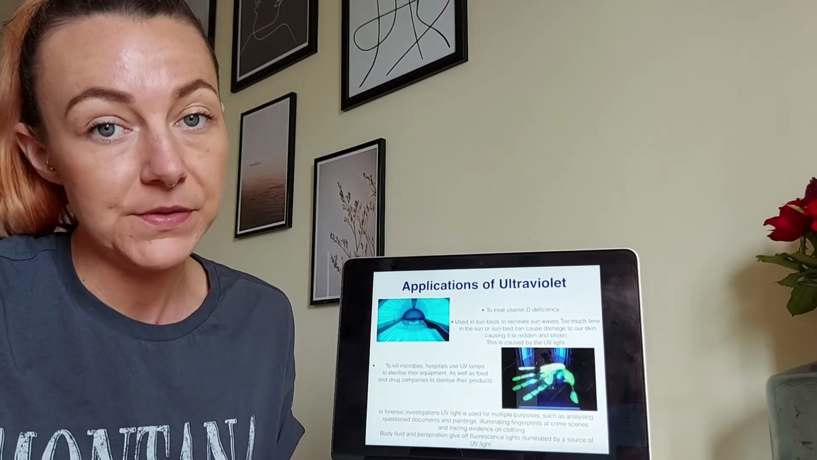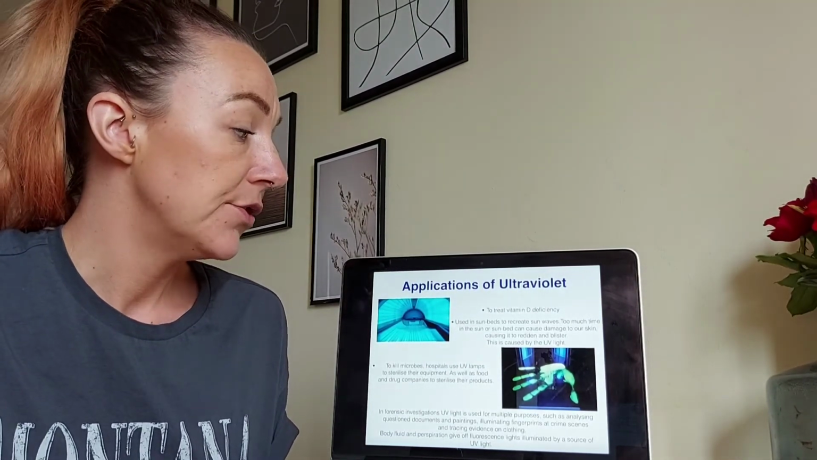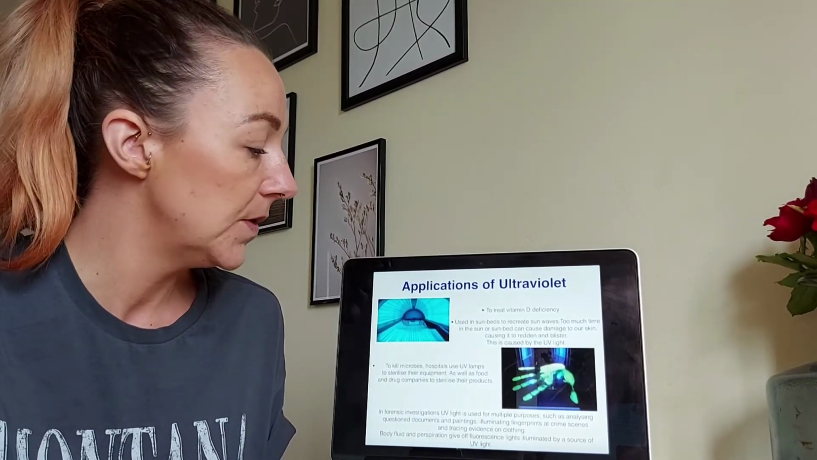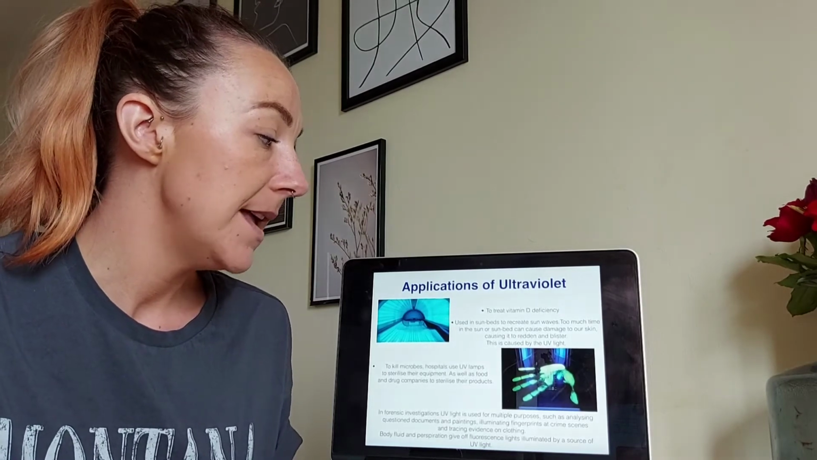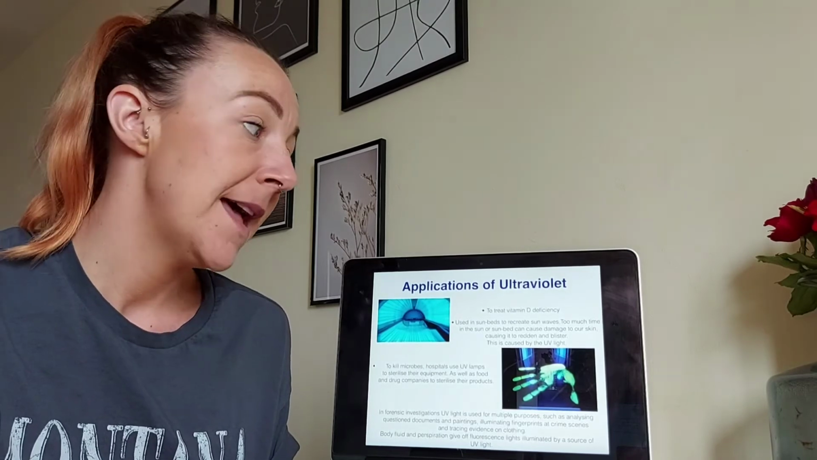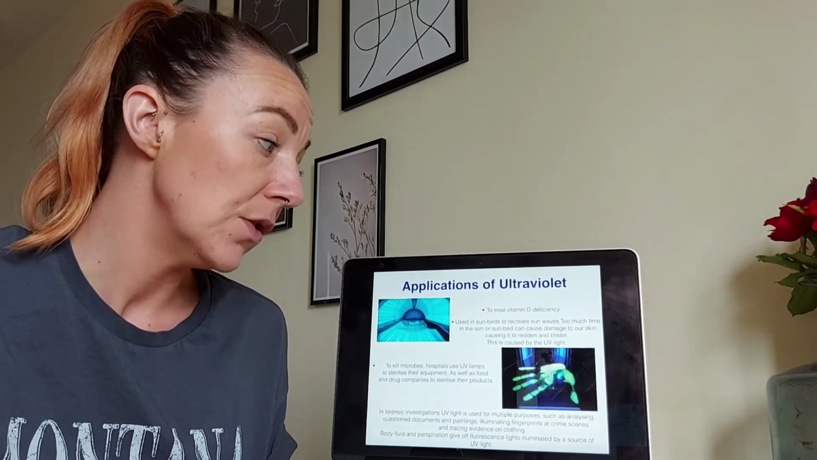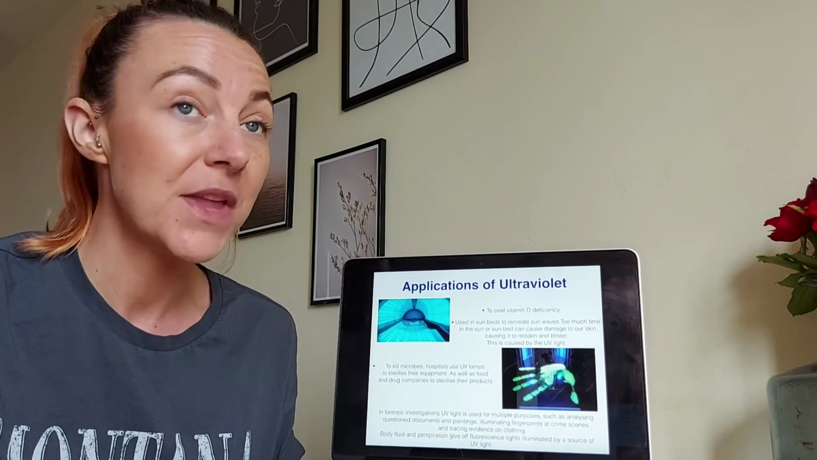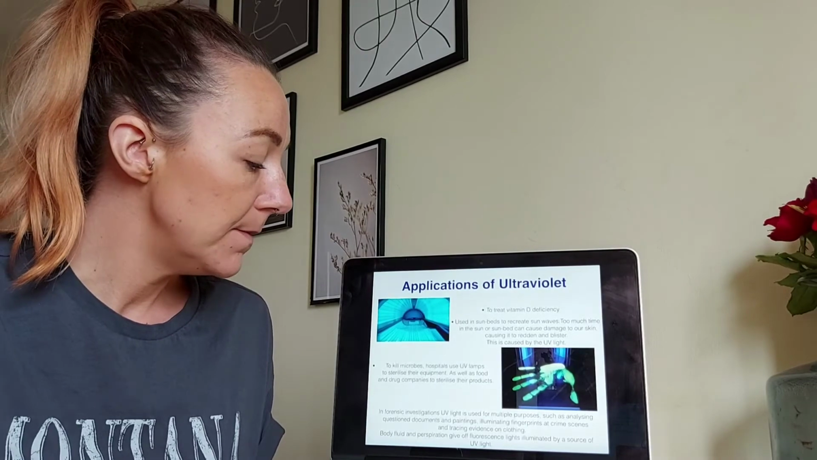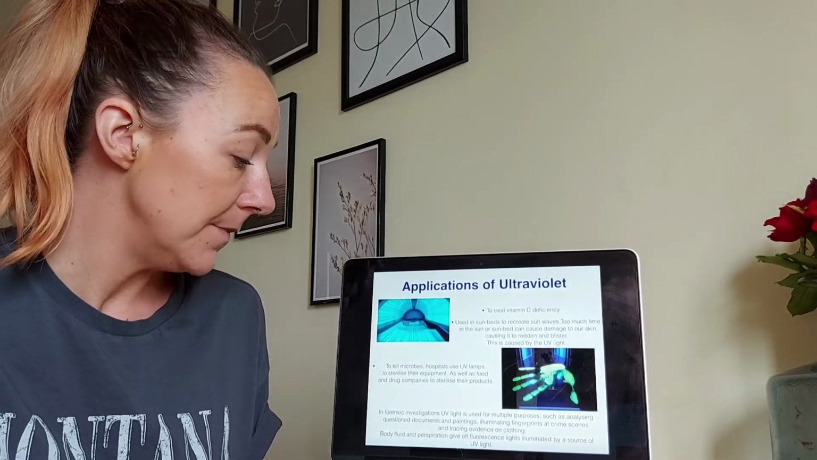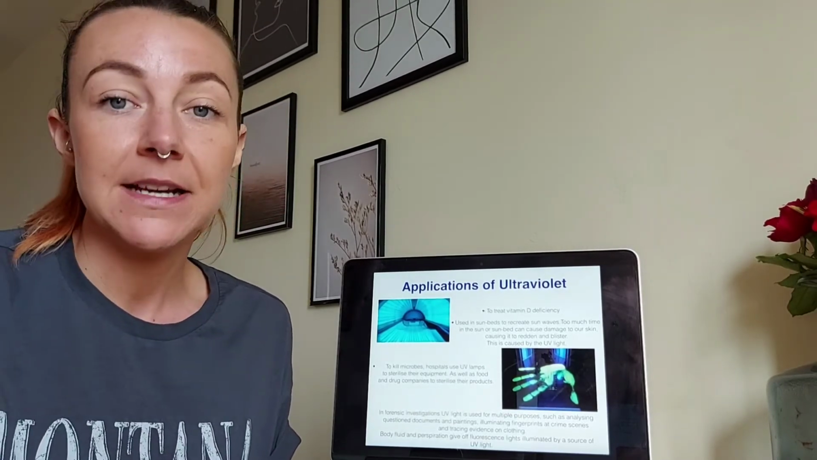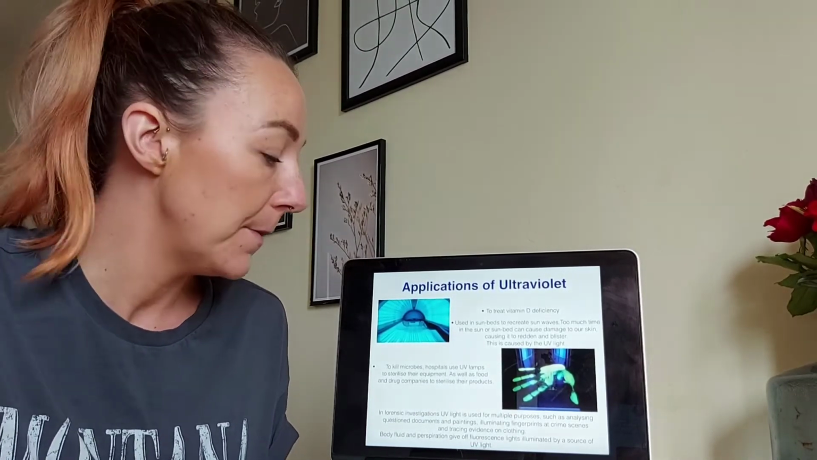Some applications of ultraviolet. To treat vitamin D deficiency, which is of course very important for strong bones. The use in sunbeds to recreate sun waves, but too much time in the sun or a sunbed can cause damage to our skin, causing it to redden and blister, and this is caused by the UV light. To kill microbes, hospitals use UV lamps to sterilize their equipment, as well as food and drug companies to sterilize their products before sending them out.